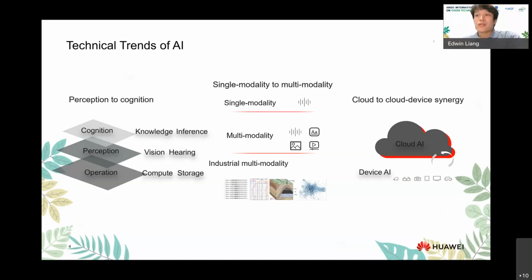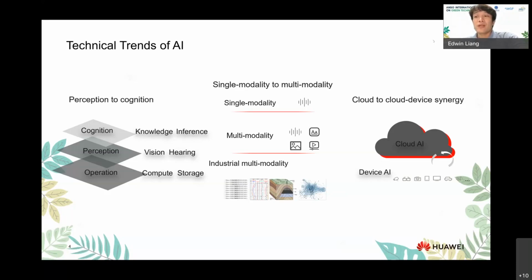The second trend is from single modality to multimodality. Take the most widely used AI technology, OCR, as an example. Nowadays, our customers have higher expectations, not only to convert a scanned document into digital form, but to truly understand the content in the document in order to make quicker decisions. This is why we see OCR usually combined with NLP today.